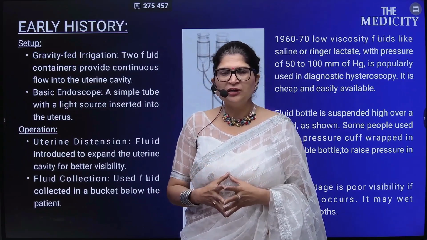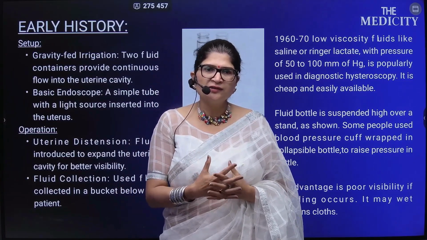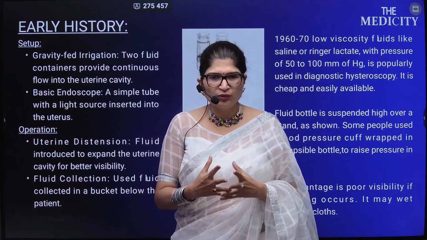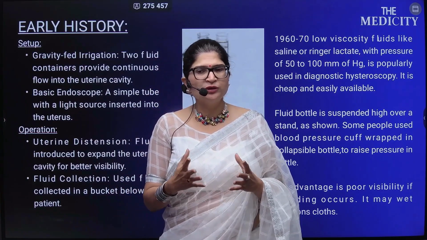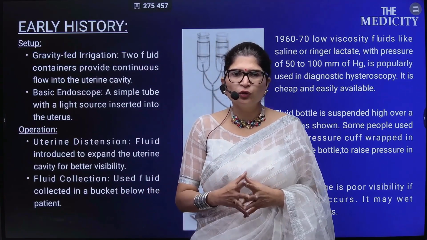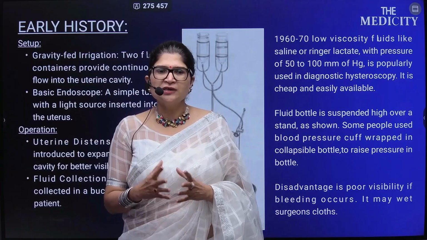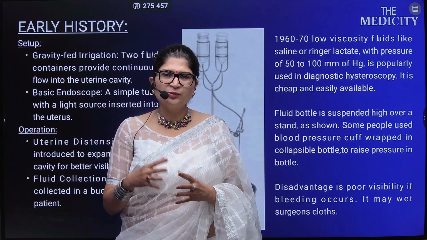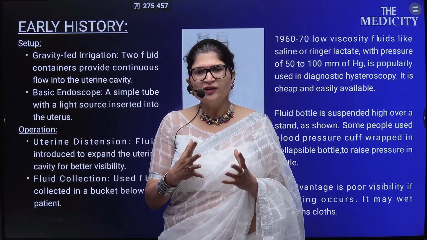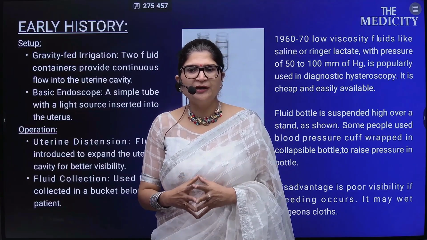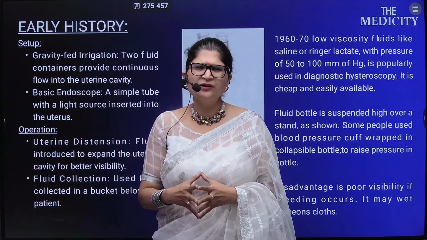With these developing years, we have developed the hysteroscopic instruments, and today we are dealing with the latest equipment for all the procedures which can be done with the help of the hysteroscope. There were uterine distension media used in the past, which were fluids used to expand the uterine cavity for better visibility. The fluid was collected in a bucket below the patient level. There were different advantages and disadvantages. The disadvantage was poor visibility if bleeding occurs. It may wet the surgeon's clothes. So these were a few of the disadvantages in the past.